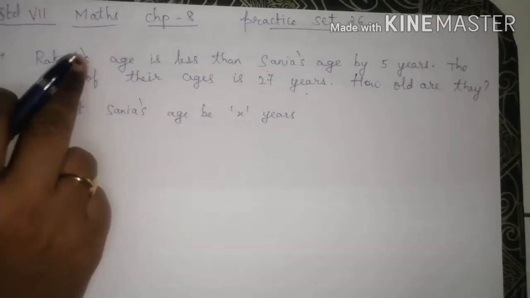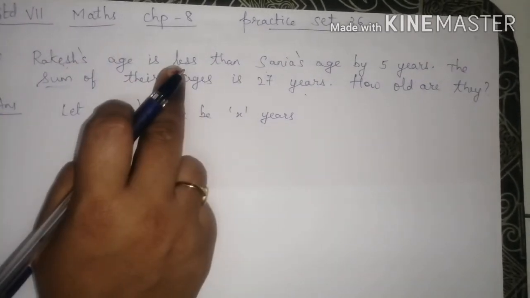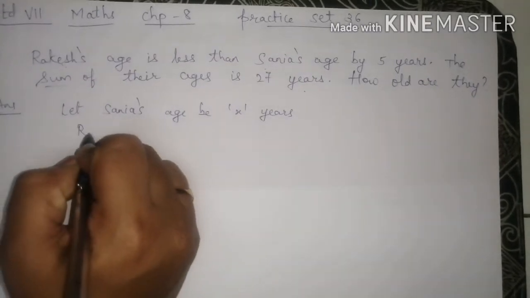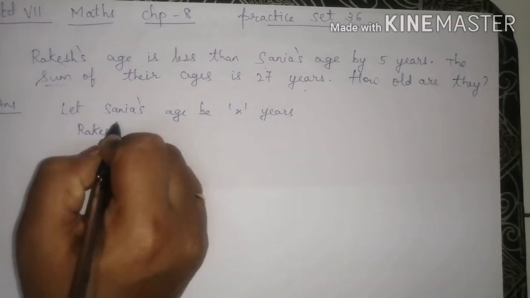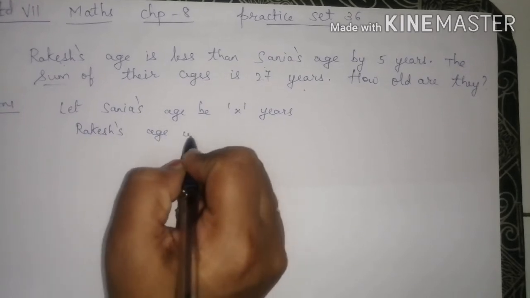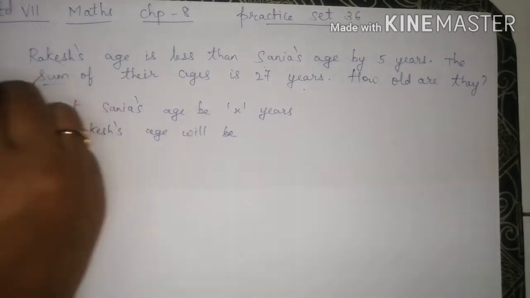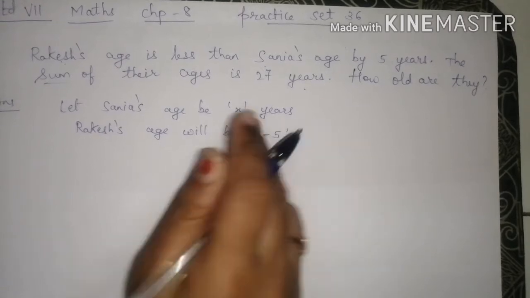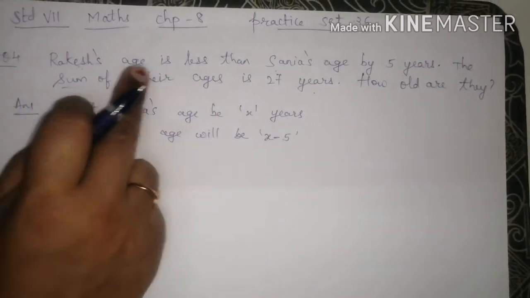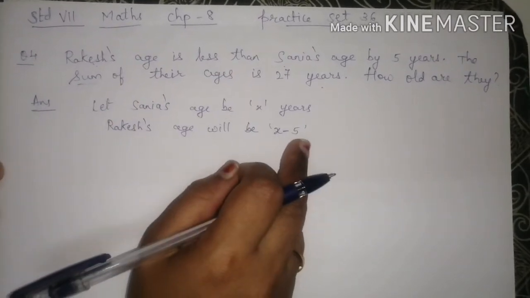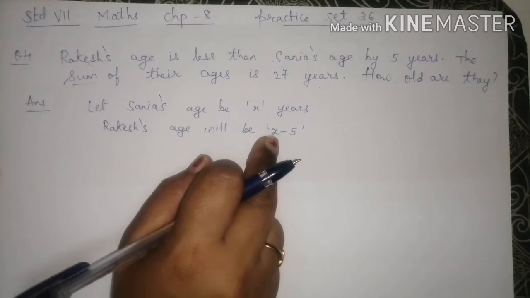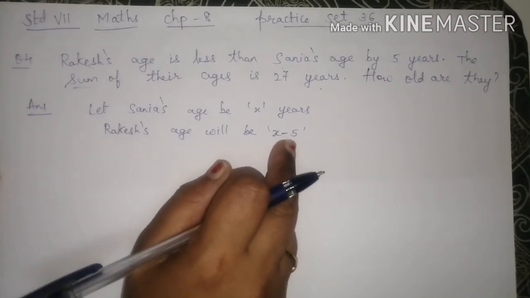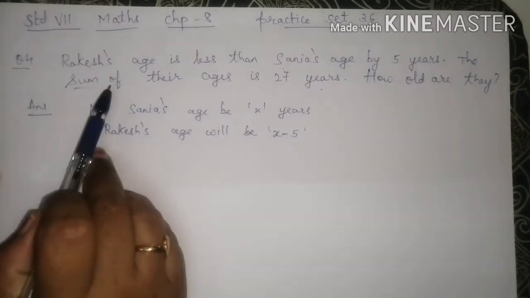and Rakesh's age is what? Less than Sania's age by how many? 5 years. Then what will be Rakesh's age? Therefore Rakesh's age will be less, meaning minus, x minus 5, because x is the age of Sania and Rakesh's age is less than Sania's by 5. So from Sania's age we have subtracted 5. So that is x minus 5. Okay, now what is the next condition?